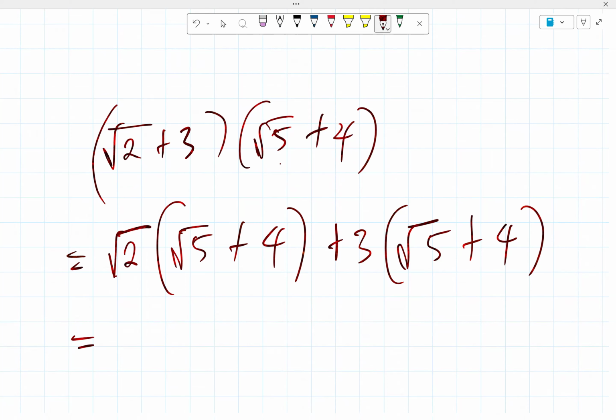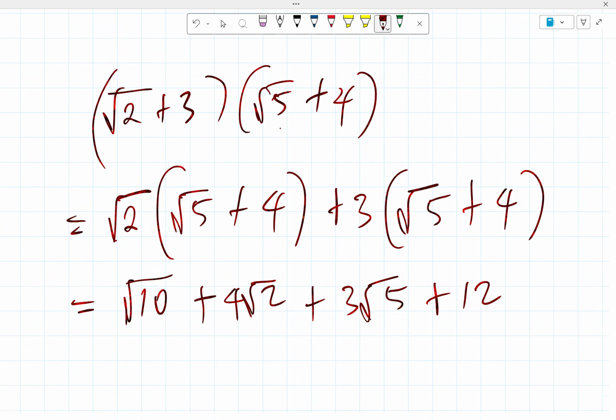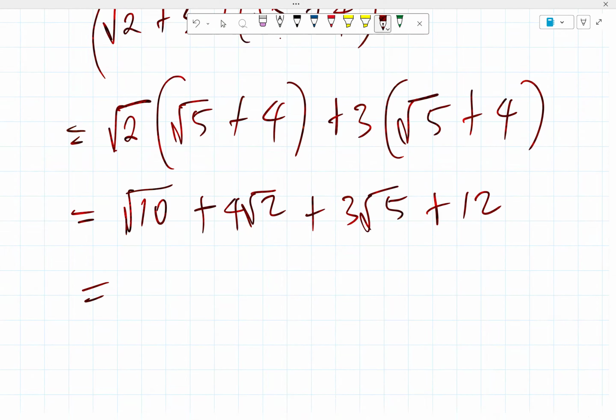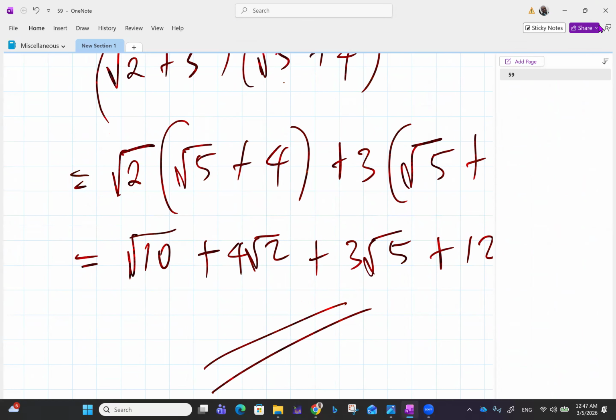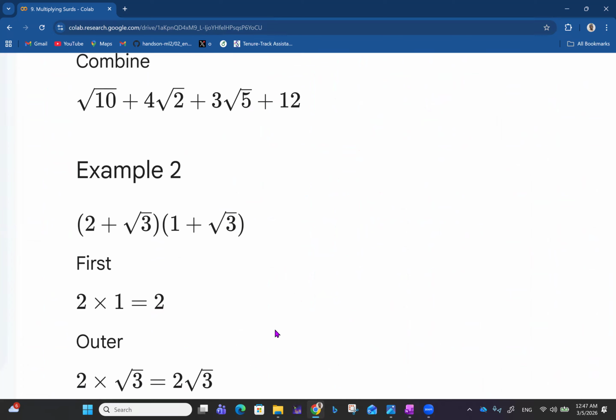So you can expand: root 2 times root 5, that's root 10. Root 2 times 4, that's 4 root 2. 3 times root 5, that's 3 root 5. Then 3 times 4 is 12. So we can simplify. Okay, there's nothing to simplify. We just have root 10 plus 4 root 2 plus 3 root 5 plus 12. There's nothing else we can do to this. So this is the result. We can't simplify further because all the surds are unlike, and we only have 12 there as a whole number.